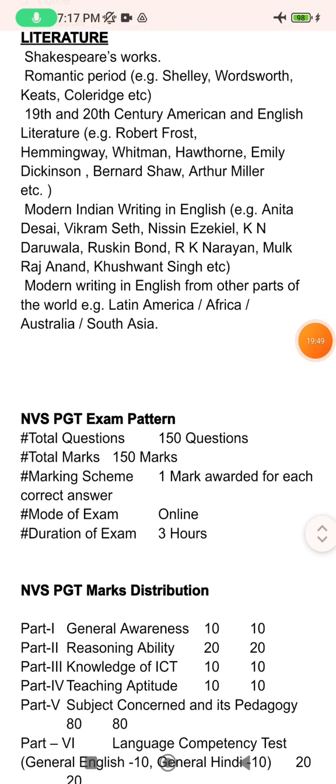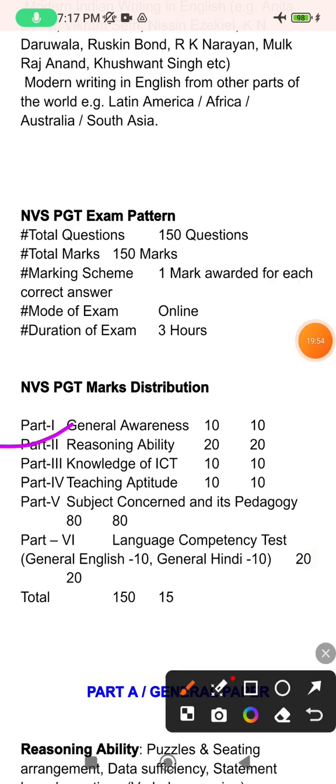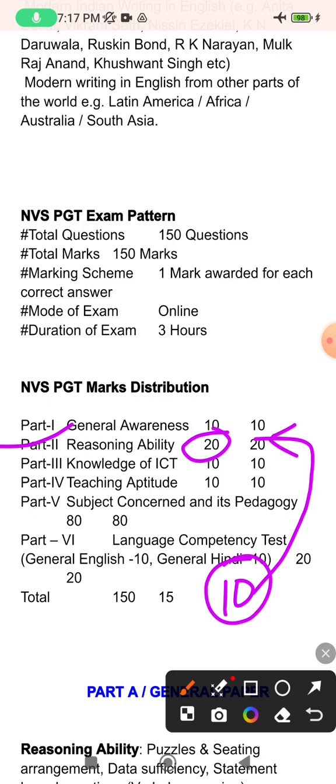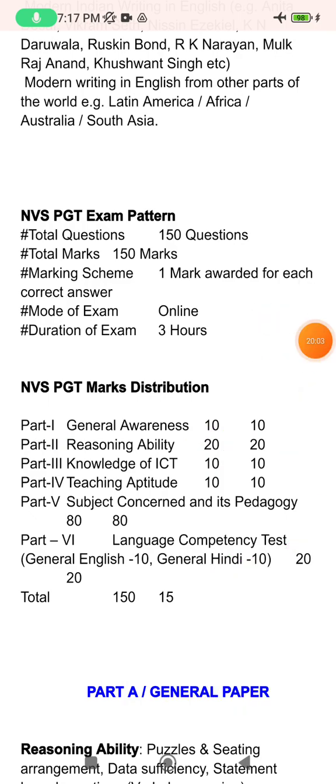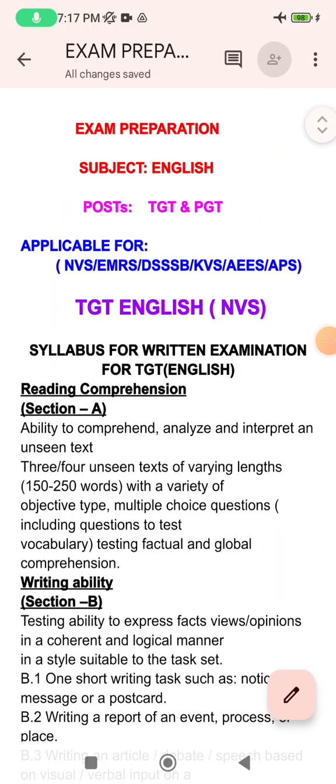Okay, here the exam pattern is almost the same, just here it is reasoning ability 20 marks, because for PGT there is no regional language, so the 10 marks of the language part are added to reasoning ability. That's all. So this is all about your syllabus in short.